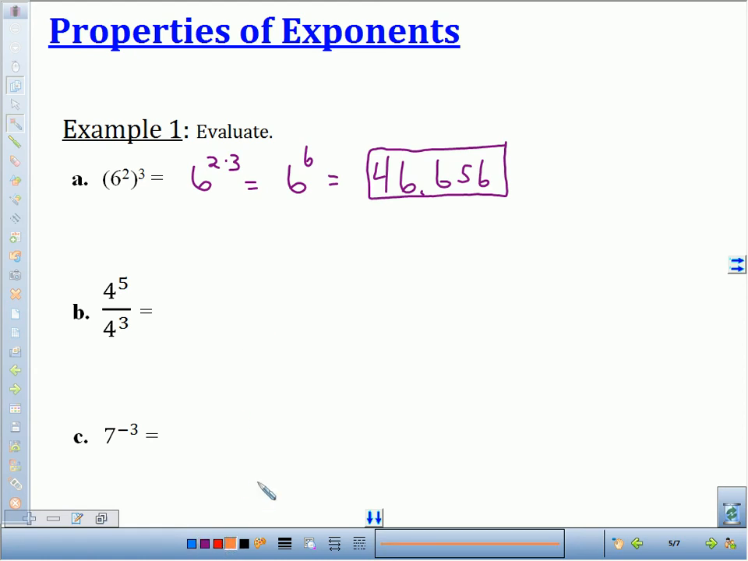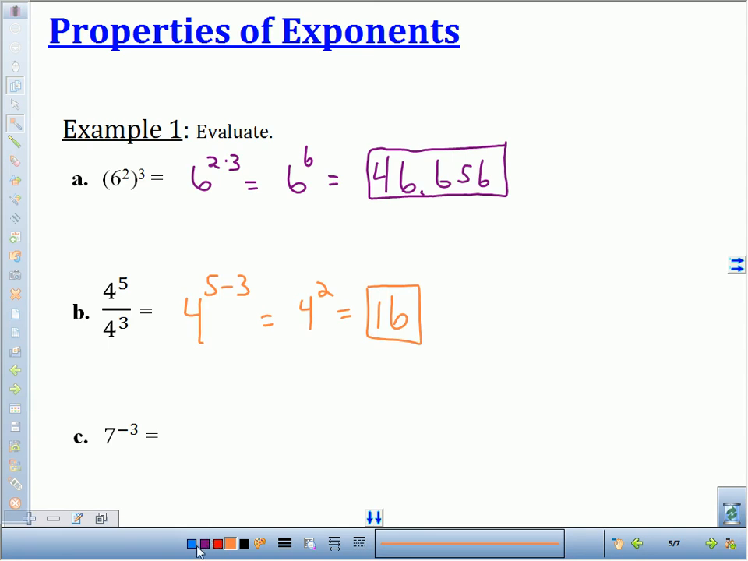The next problem here, 4 to the 5th over 4 to the 3rd. Now we go back through our list, and we can see that this is the quotient of powers property. It is the 5th one in our list. Now the quotient of powers property says that if I have a to the m over a to the n, I would get a to the m minus n. So that's what I'm going to do. I'm going to have 4 to the 5 minus 3. 5 minus 3 is 2, so I have 4 to the 2nd. 4 squared, of course, is 16. So that's my answer.